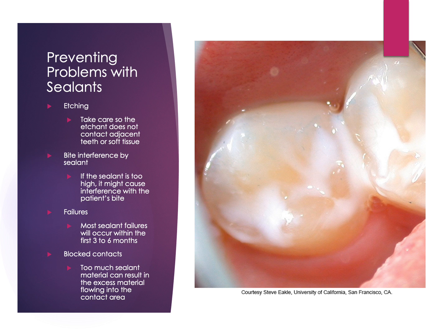What are some of the problems that you can prevent with sealants? Let's look at etching. You must take care so the etchant does not contact adjacent teeth or soft tissue. What about a sealant that is too high? It may cause interference with the patient's bite. Articulating paper should be used to identify the high spots, and then the dentist can adjust the bite with a handpiece and an appropriate stone or burr.